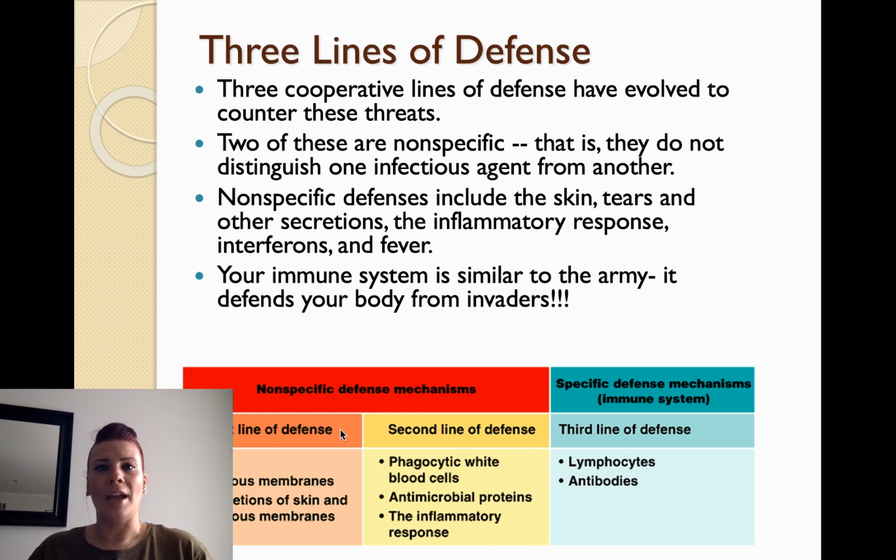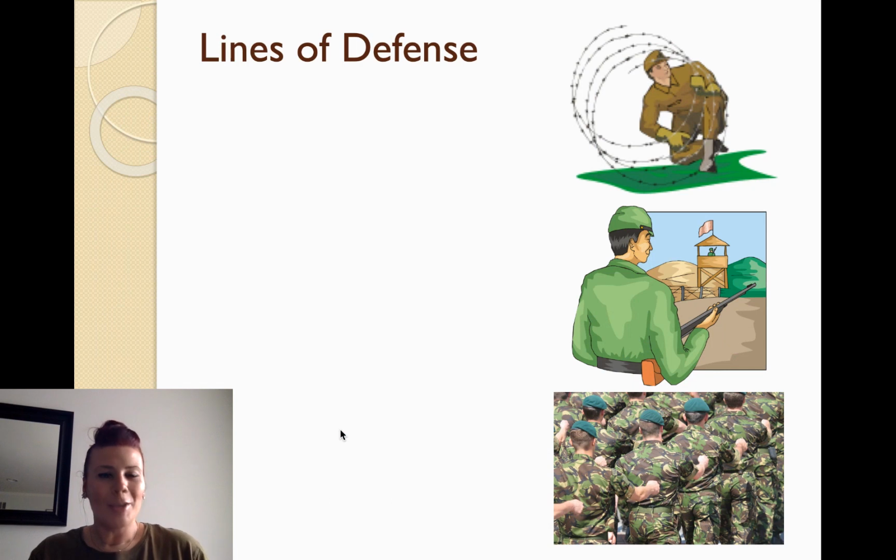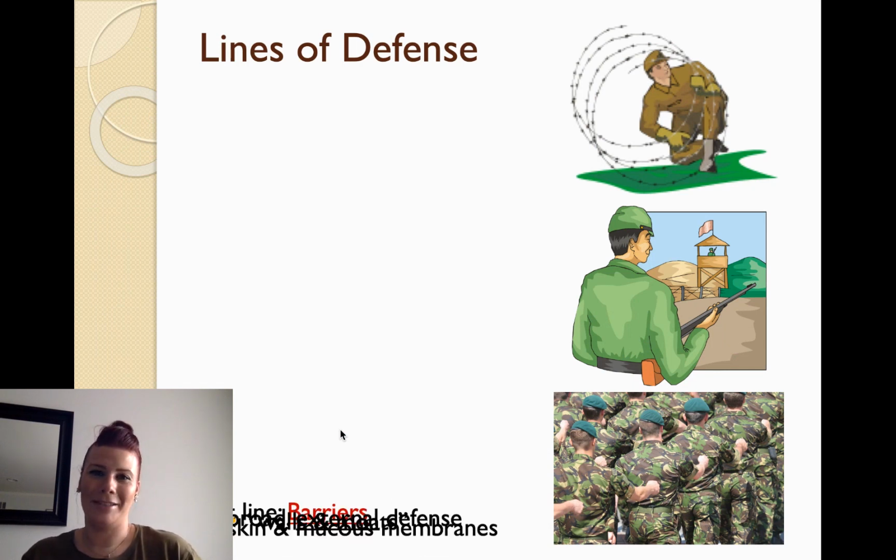The third line is what happens as you grow, right? You get exposed to more and more viruses, different bacteria, things like that, and your body is great at remembering and learning and cataloging all of them. It's almost like you have this special task force. Need I say more? So I compare this to the military, okay?